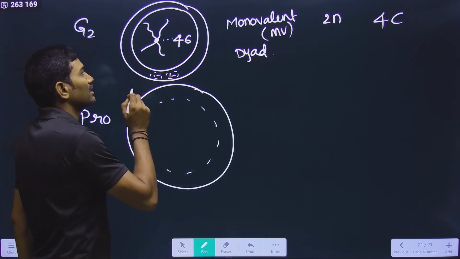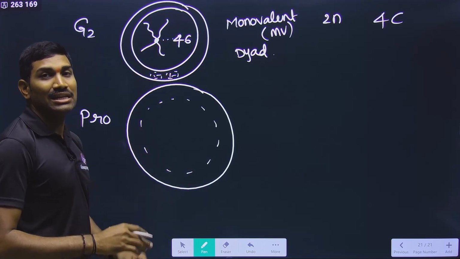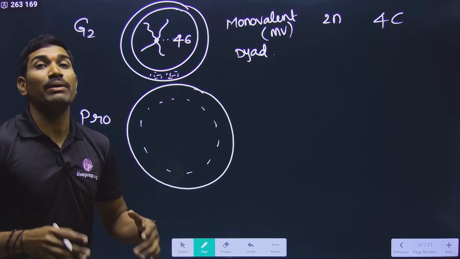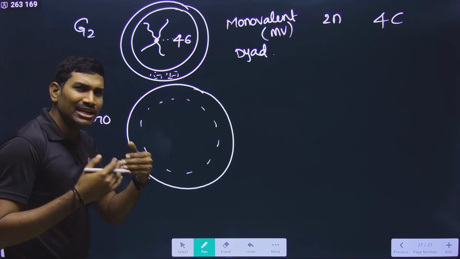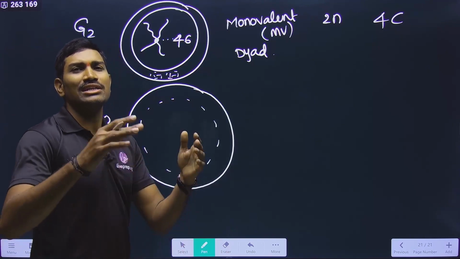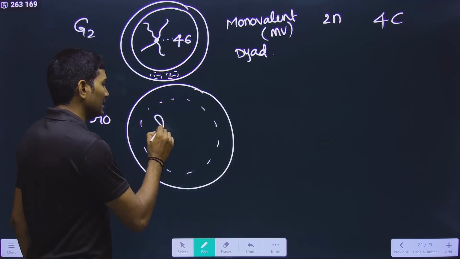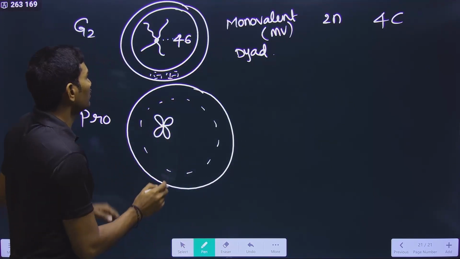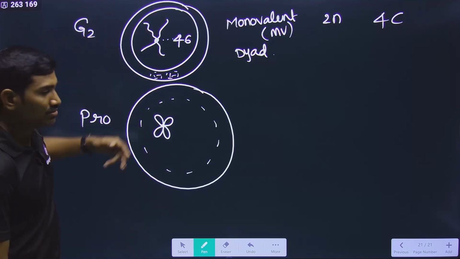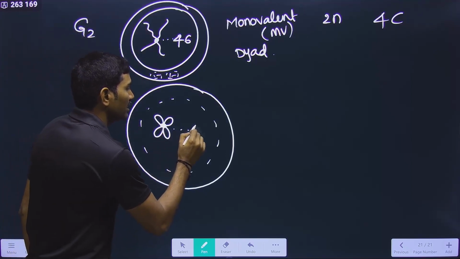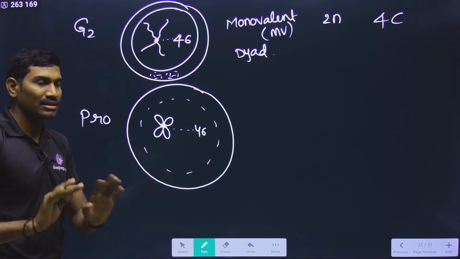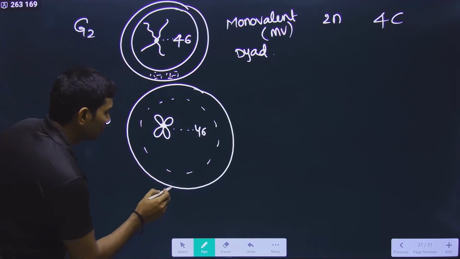Next one. Until now in the interphase, it is a thread-like structure. That's why it is chromatin. But in the prophase, it is undergoing condensation. This condensation is a continuous process, and you cannot show this continuous process. So directly I will write this as a condensed form. Two chromatids, and this is one chromosome because of a single centromere. Like this, how many are there? 46 are present. Clear?